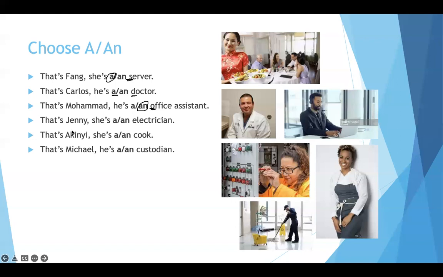All right, number 4, that's Jenny. She's electrician. Would you say a or an before electrician? For this one, we would say an, because electrician starts with an E, which is a vowel.